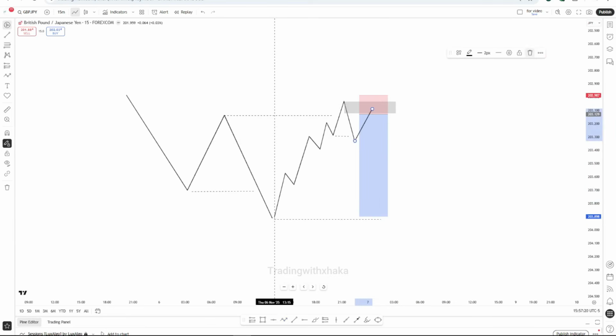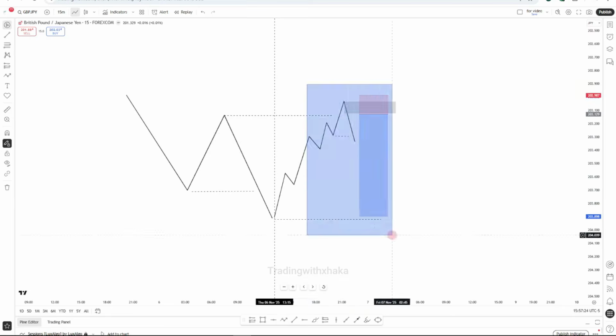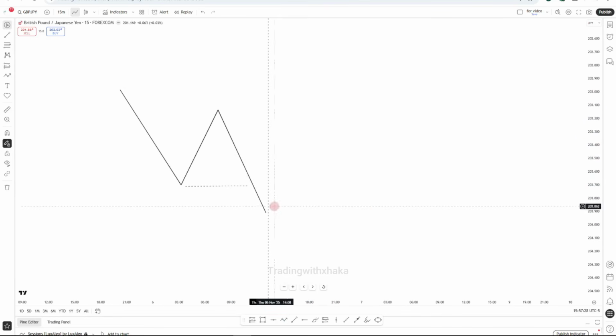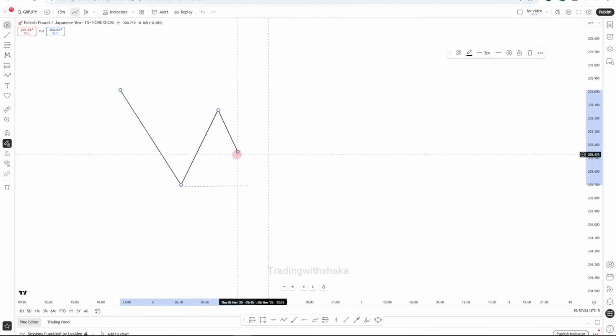Now another scenario, pay very good attention. So now let's assume before 8 o'clock p.m. that we have such price action. Price was in this form.